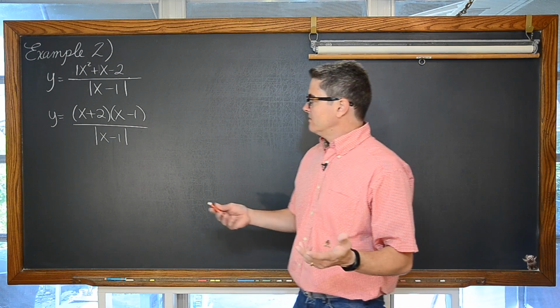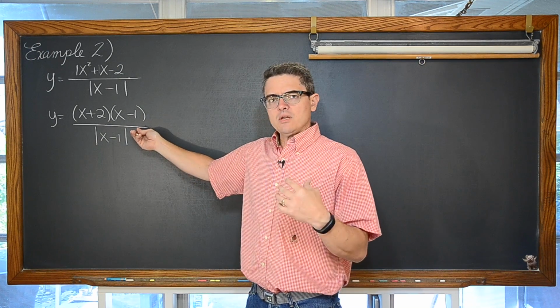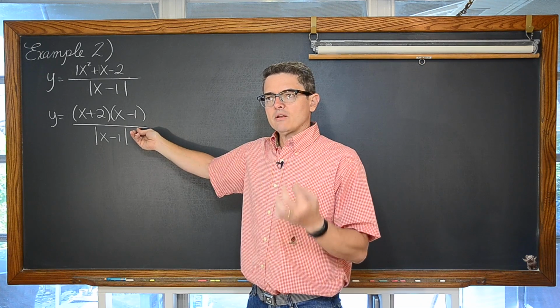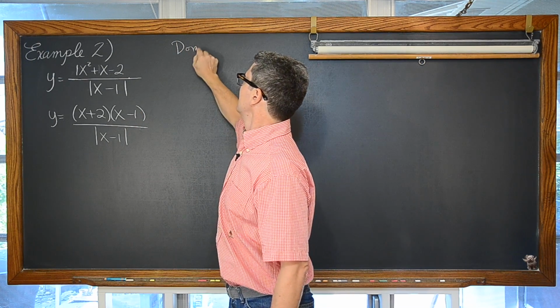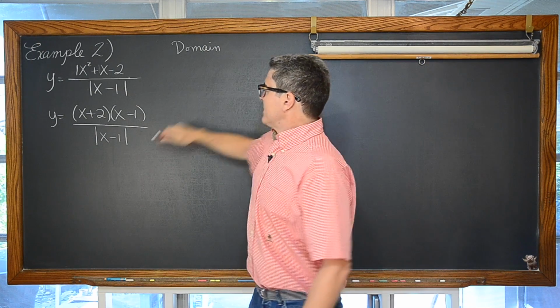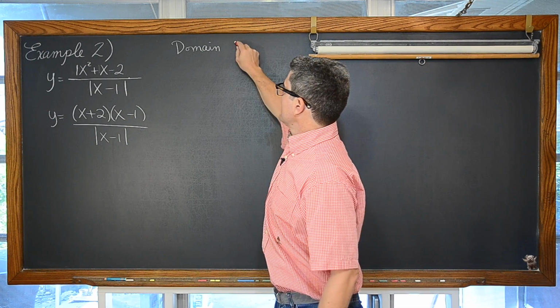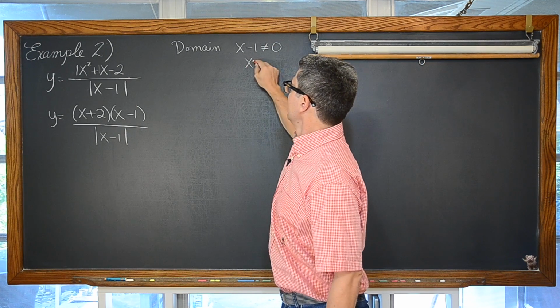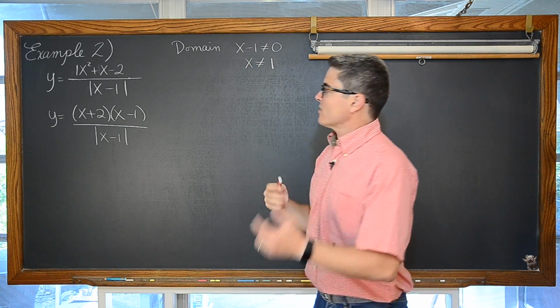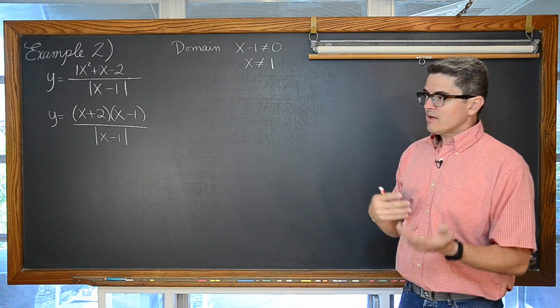And by the way, we do have a fraction or a division in our problem, and of course we cannot divide by 0. So as far as the domain of this function goes, the expression in the denominator, x minus 1, cannot be equal to 0, thus x cannot be equal to 1. So we're going to be dealing with kind of two parts.